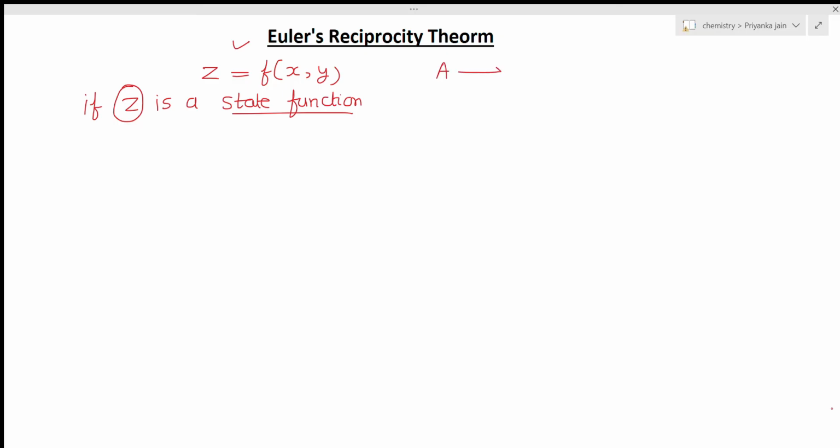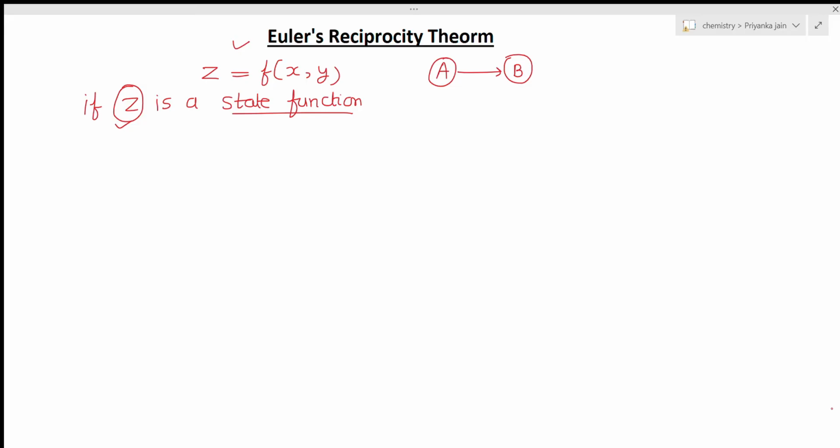Now there is one more term that is called Euler's Reciprocity Theorem. What is it? See here, as I have told you, suppose z is a function of x and y. If z is a state function. What is the meaning of state function? I have told you in my previous lecture. State function means the value of z depends only upon the state. If the system is going from state A to state B, then the value of z depends only upon state A and state B, but it does not depend upon the path. Then z is called a state function.